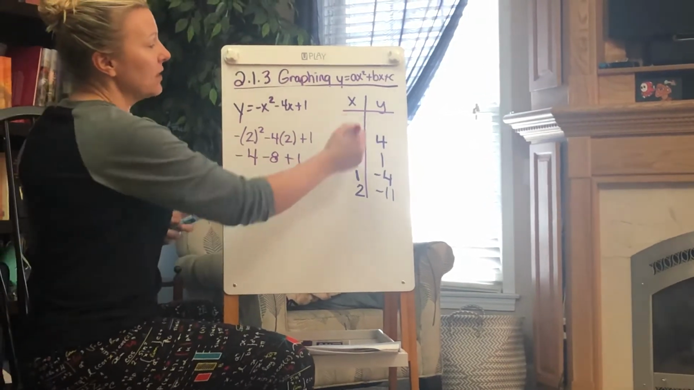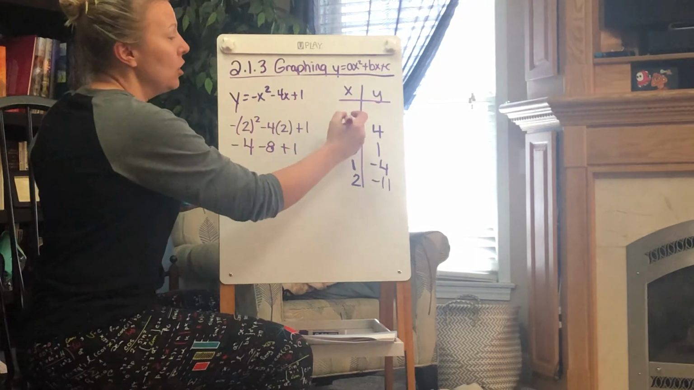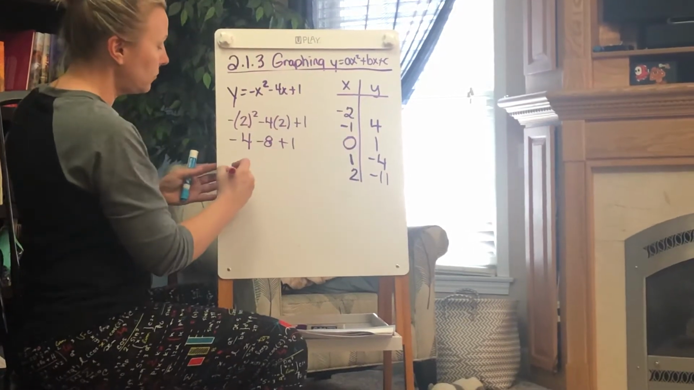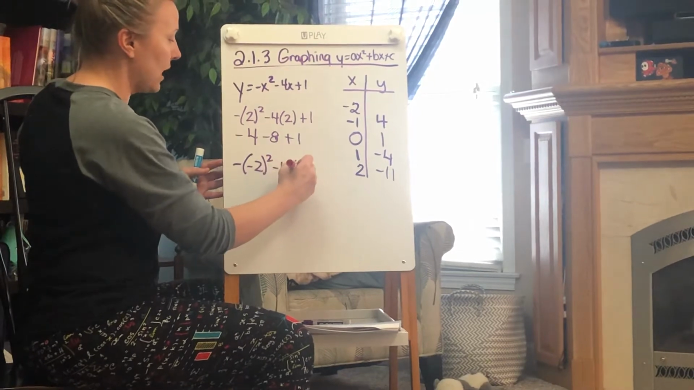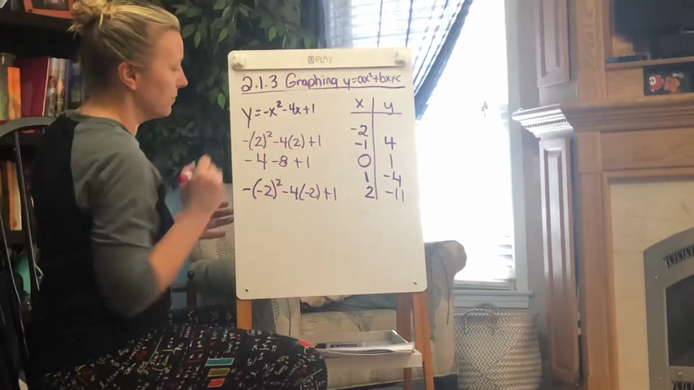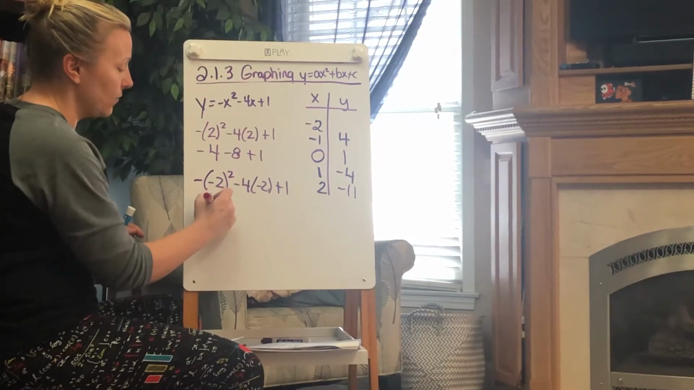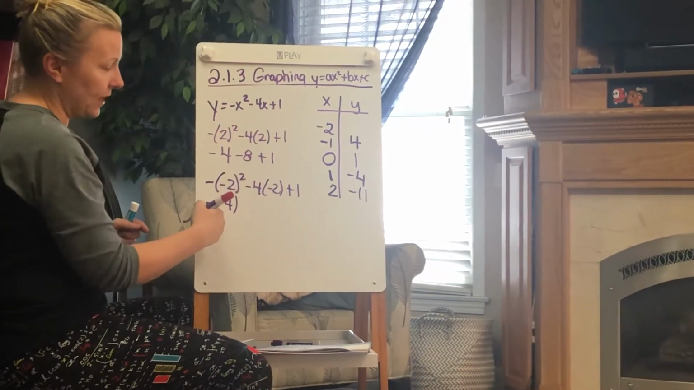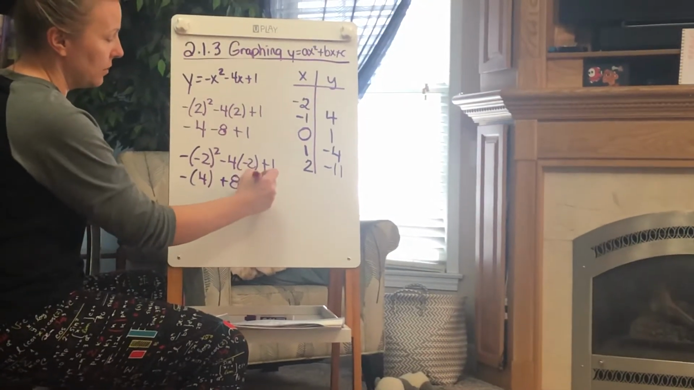So I'm going to spend the rest of my time going into negative land because positive land looks like it's not going to help me. So I'm going to go to negative 2. If I do negative 2 squared minus 4 times negative 2 plus 1. So negative 2 squared gives me a positive 4. And that negative sign is still outside. 2 negatives makes a positive 8 plus 1.